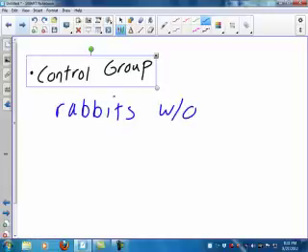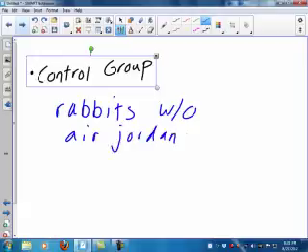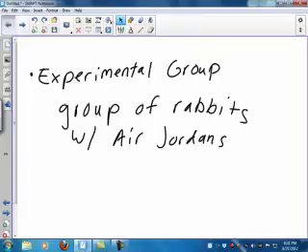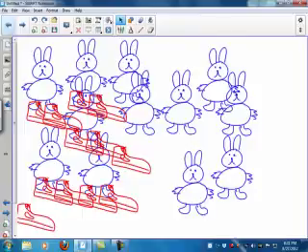without Air Jordans. So we'll go back one more time and look. On the left, experimental group, they got the independent variable used on them. On the right, the control group, we did not change anything with that group. We did not use the independent variable on them. And then we compare the two and we find out which group is better, or do they do about the same.